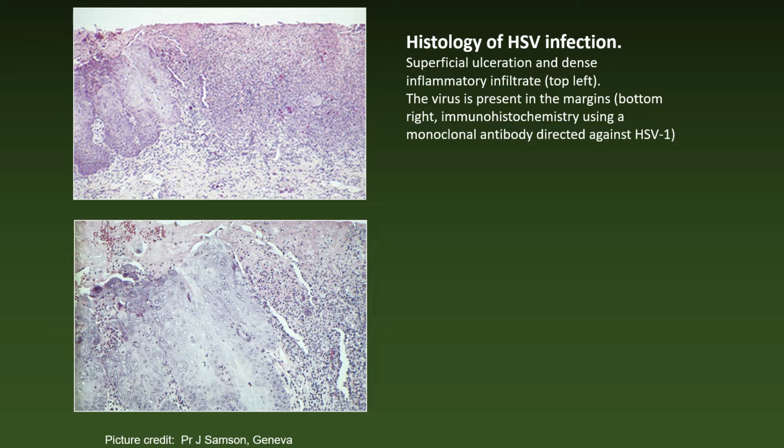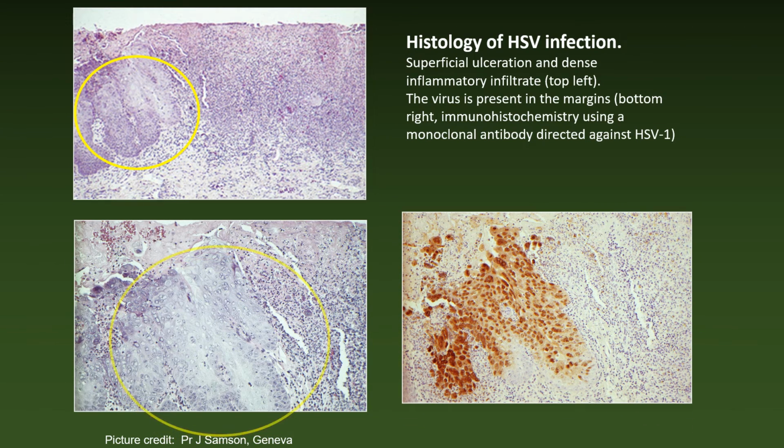Biopsies show superficial ulceration and dense inflammatory infiltrates. The virus is present in the margins, where it can be revealed and colored with a monoclonal antibody, here specific for HSV1.